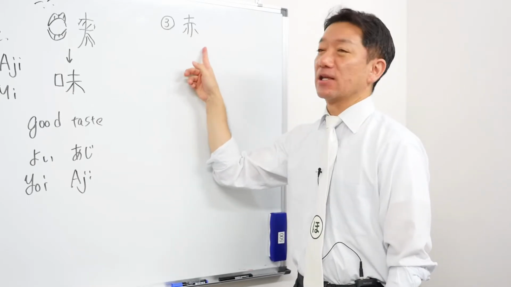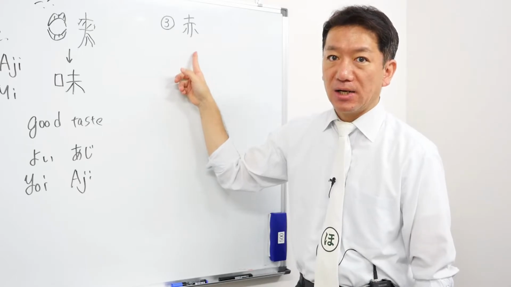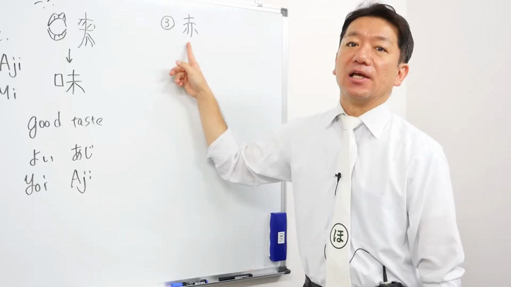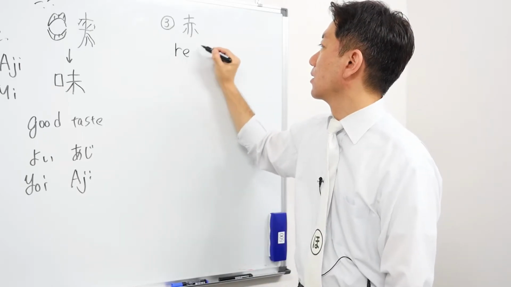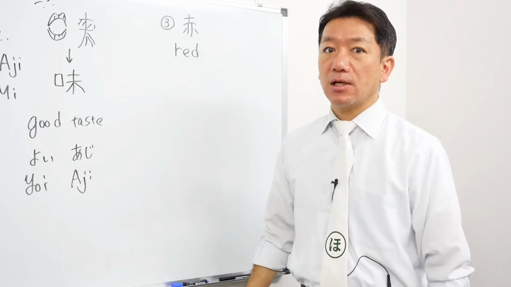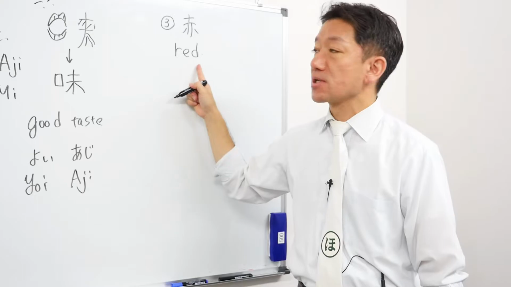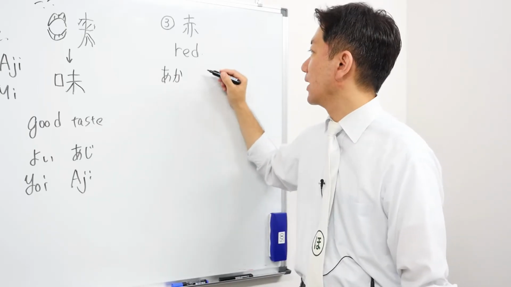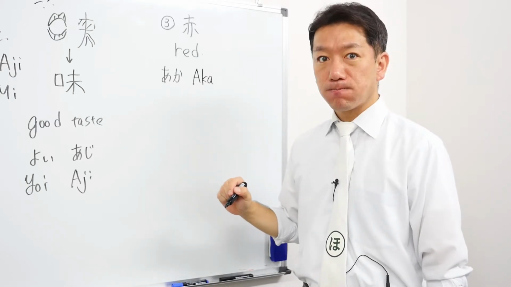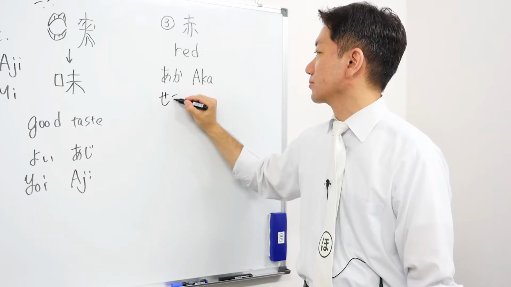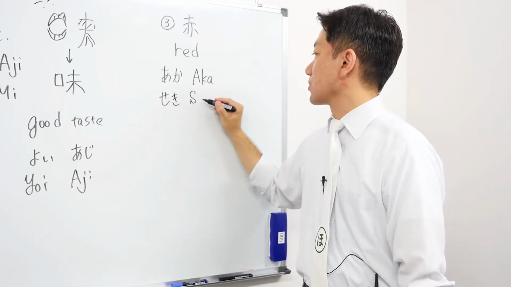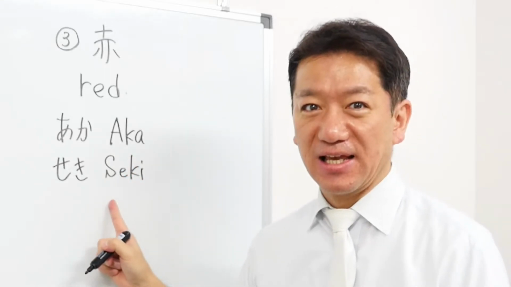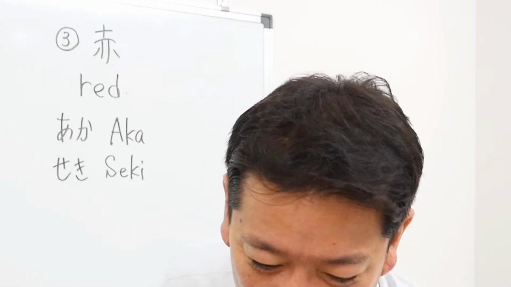This kanji seems a little bit complicated, but this kanji is aka or seki in Japanese. One more time, this kanji can be read aka or seki, and it means red in English. In Japanese, aka. In hiragana form, a, ka, and in Roman, aka. Or seki, in hiragana form and also Roman form, seki. Red, aka or seki.